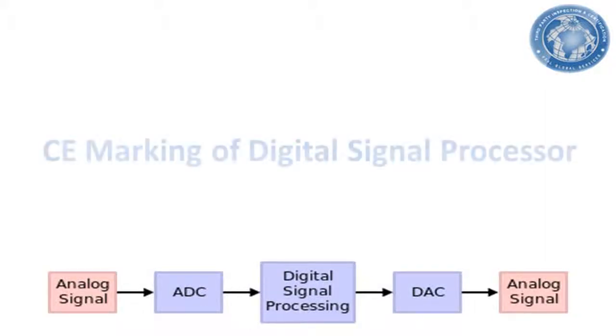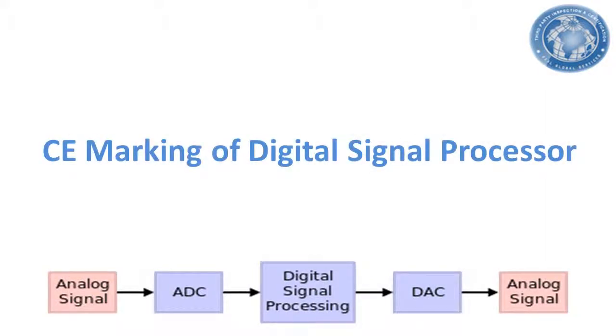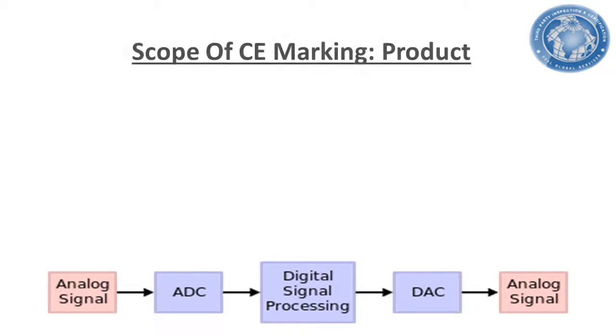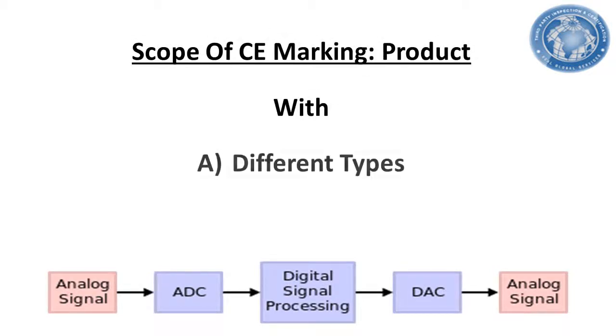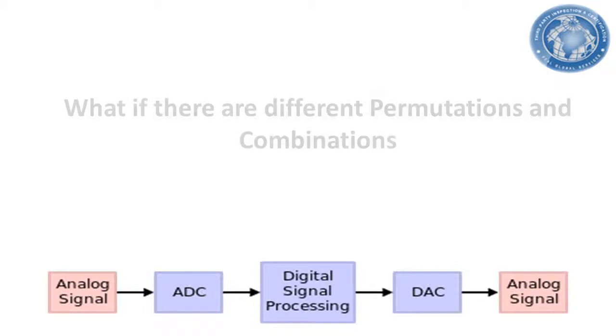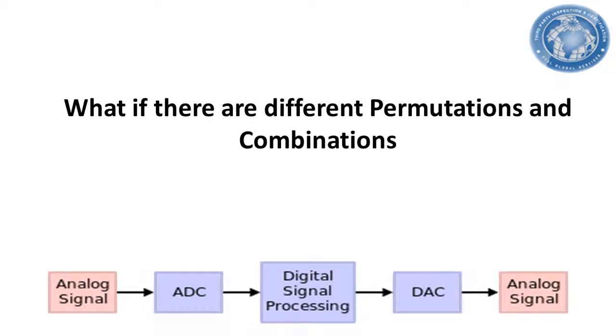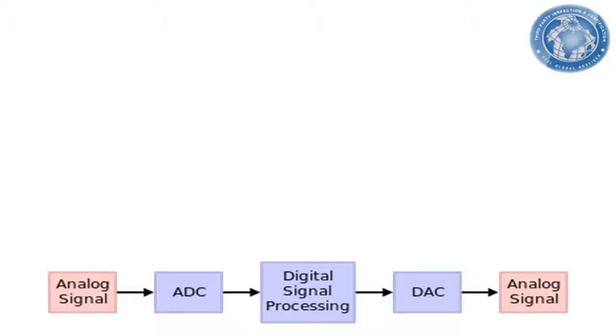Welcome to the presentation of CE marking process of digital signal processor. The products under scope of CE certification can have different types. Your product under the scope of CE certification can have different sizes as well. Sometimes, because of the permutation and combination, you can satisfy different requirements of different customers.